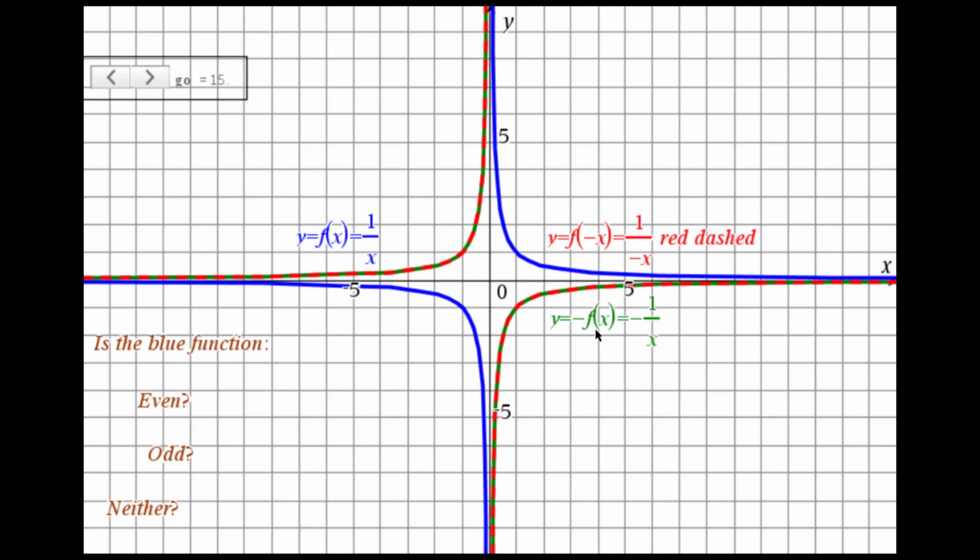To check if it's odd, we'll graph y equals the opposite of f of x, which is the opposite of 1 over x. That's in green. And you'll notice that the green and red are identical. Since f of the opposite of x is always equal to the opposite of f of x, we call this an odd function. The reciprocal function is odd.